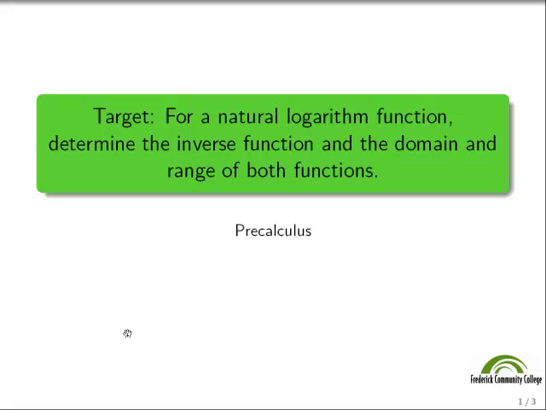The learning target: for a natural logarithm function, determine the inverse function and the domain and range of both functions. And again, there's nothing to it but to do it, so let's go straight to the blackboard.